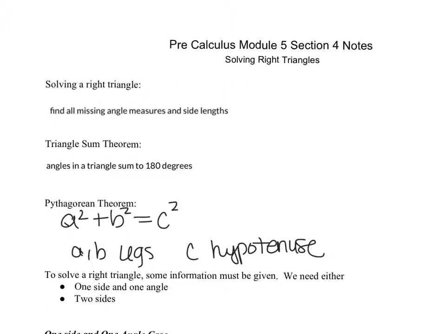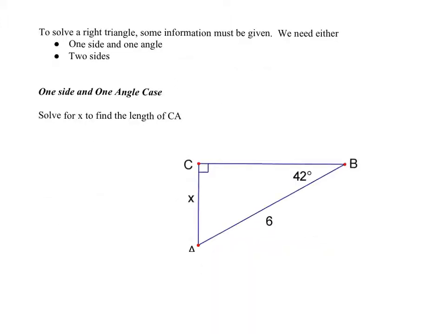So in order to solve a right triangle, there is some information that we have to be given. We either need one side and one angle initially, or we need two sides. Without at least one of these requirements being met, we're not going to be able to solve our right triangle. So let's talk about the first case, where we're given one side and one angle.